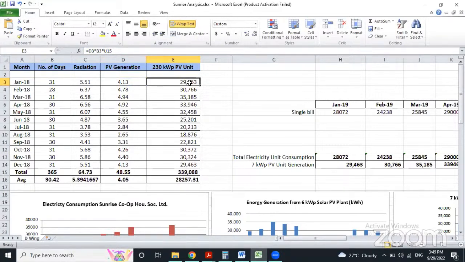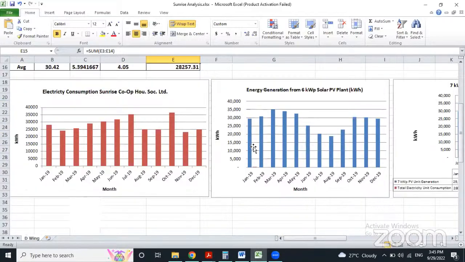So what I have done is I've taken the estimation from the electricity bill. I have estimated 230 kilowatt. From 230 kilowatt, now I am estimating the generation from solar. So this is the radiation data. Through radiation data, I am estimating the generation. So when I take the annual generation, I get approximately 3,39,088 units of generation from solar power.